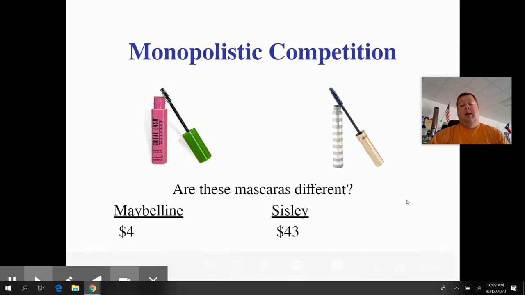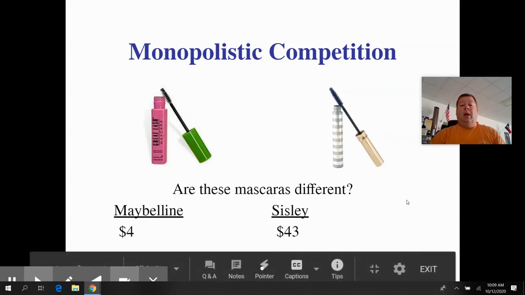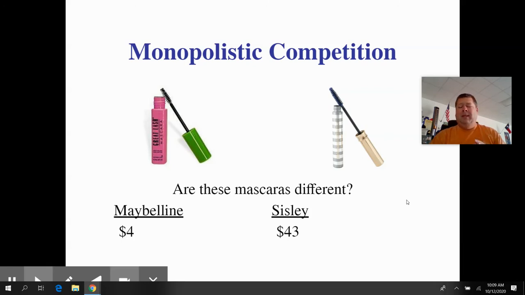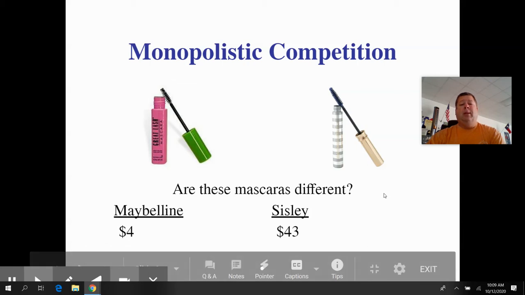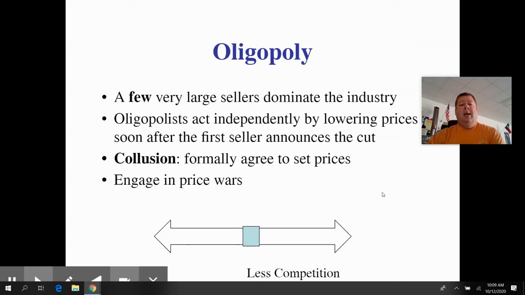Makeup is another one. You see prices there. Again, product differentiation. There's got to be something major there. We see this on tons and tons of products within our market system. So that's just a couple of examples of what monopolistic competition looks like.